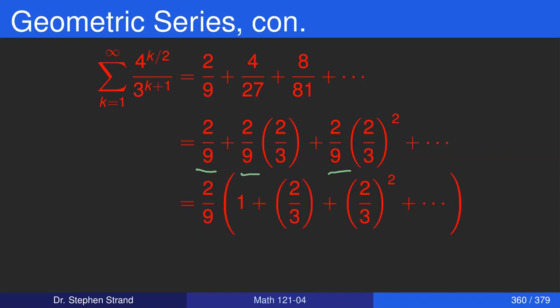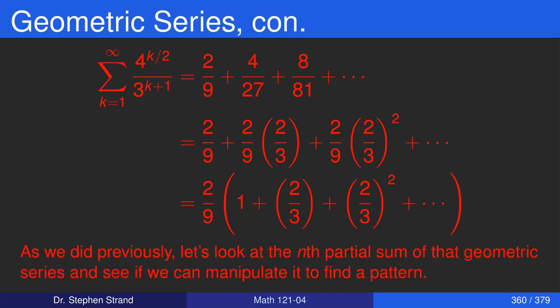And now we have a new series that we haven't played with before, but it is a very standard geometric series. It's going to be 2/3 raised to some power, right? We're going to just multiply by 2/3 over and over again. So in order to figure out what these partial sums are approaching, let's look at the nth partial sum of just this geometric part. And we'll come back and worry about the 2/9 in a minute. But we want to focus on that geometric series in parentheses and see if we can find a pattern in how those partial sums are behaving.